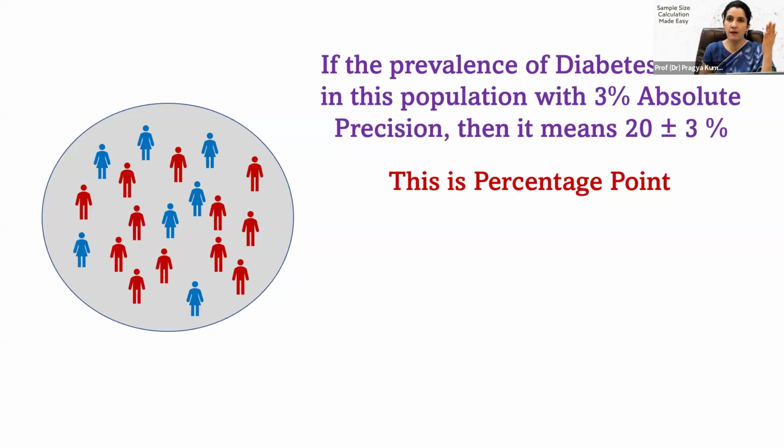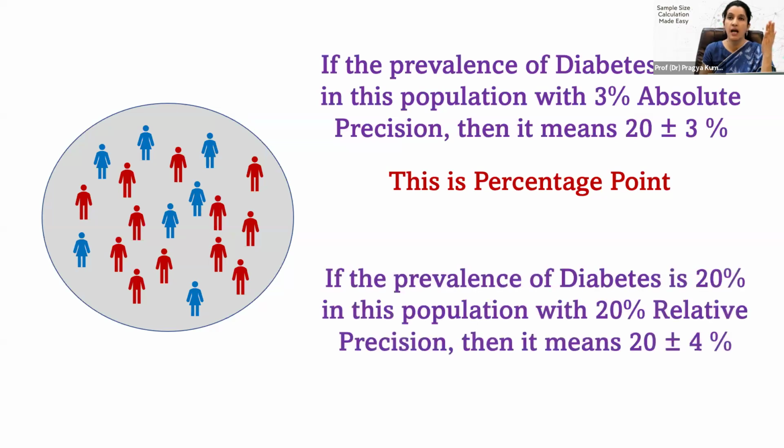If I have to express the same as a relative margin, what will I do? I'll take 3% of 20. In this case, the prevalence of diabetes is 20% in this population with 20% relative precision. Relative precision means you take the relative margin of error, of the proportion, so it depends on the proportion. 20% means 20% of 20%, so it will be 4%. That means you expect your population parameter to lie between 16% to 24%.